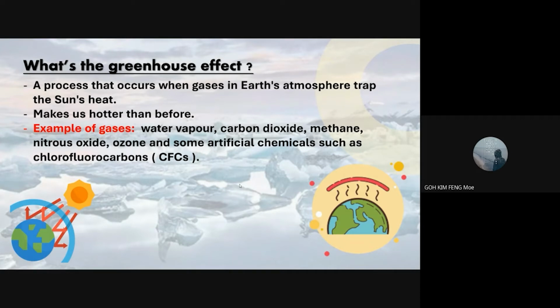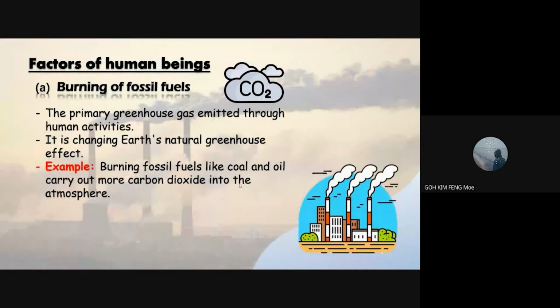Now, what is the meaning of the greenhouse effect? The greenhouse effect is a process that occurs when gases in Earth's atmosphere trap the sun's heat. It will make us hotter than before. Examples of the gases are water vapor, carbon dioxide, methane, nitrous oxide, ozone, and some artificial chemicals such as chlorofluorocarbons. Now, Jun Yao is going to talk about the factors of the greenhouse effect.